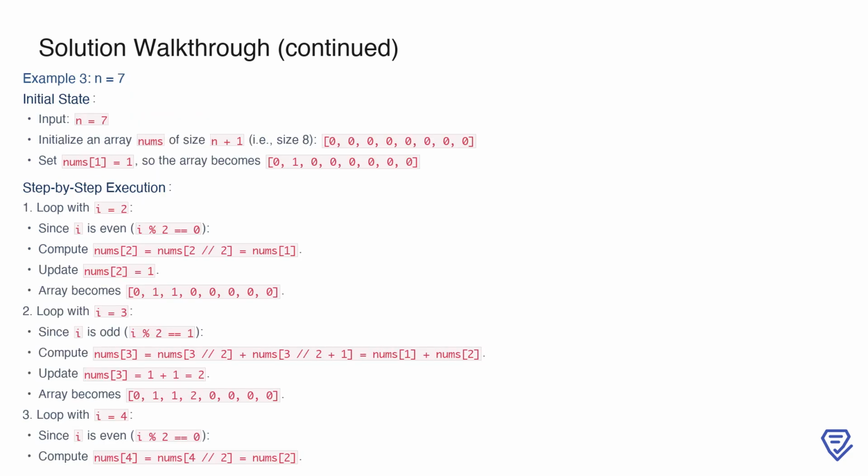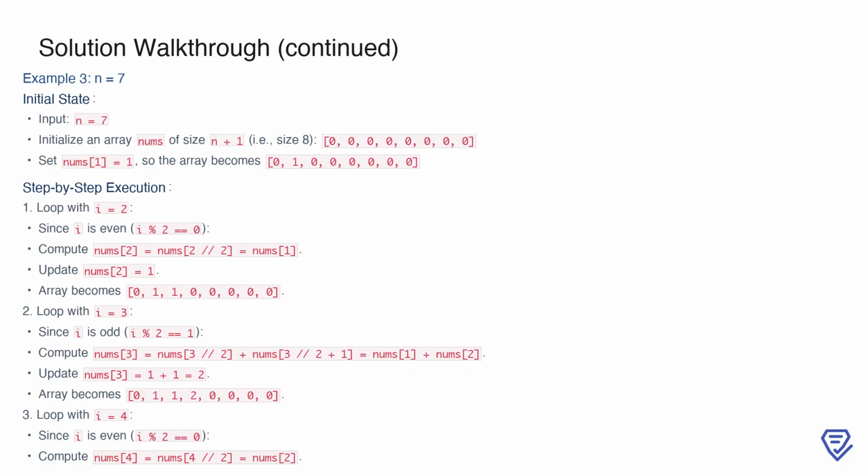Now let's tackle a slightly more complex example where n equals 7. We start by initializing the nums array with a size of n plus 1, which is 8. Initially, all elements are set to 0, so the array looks like 0, 0, 0, 0, 0, 0, 0, 0. Then, we manually set nums[1] to 1, updating the array to 0, 1, 0, 0, 0, 0, 0, 0. The loop begins with I equal to 2.